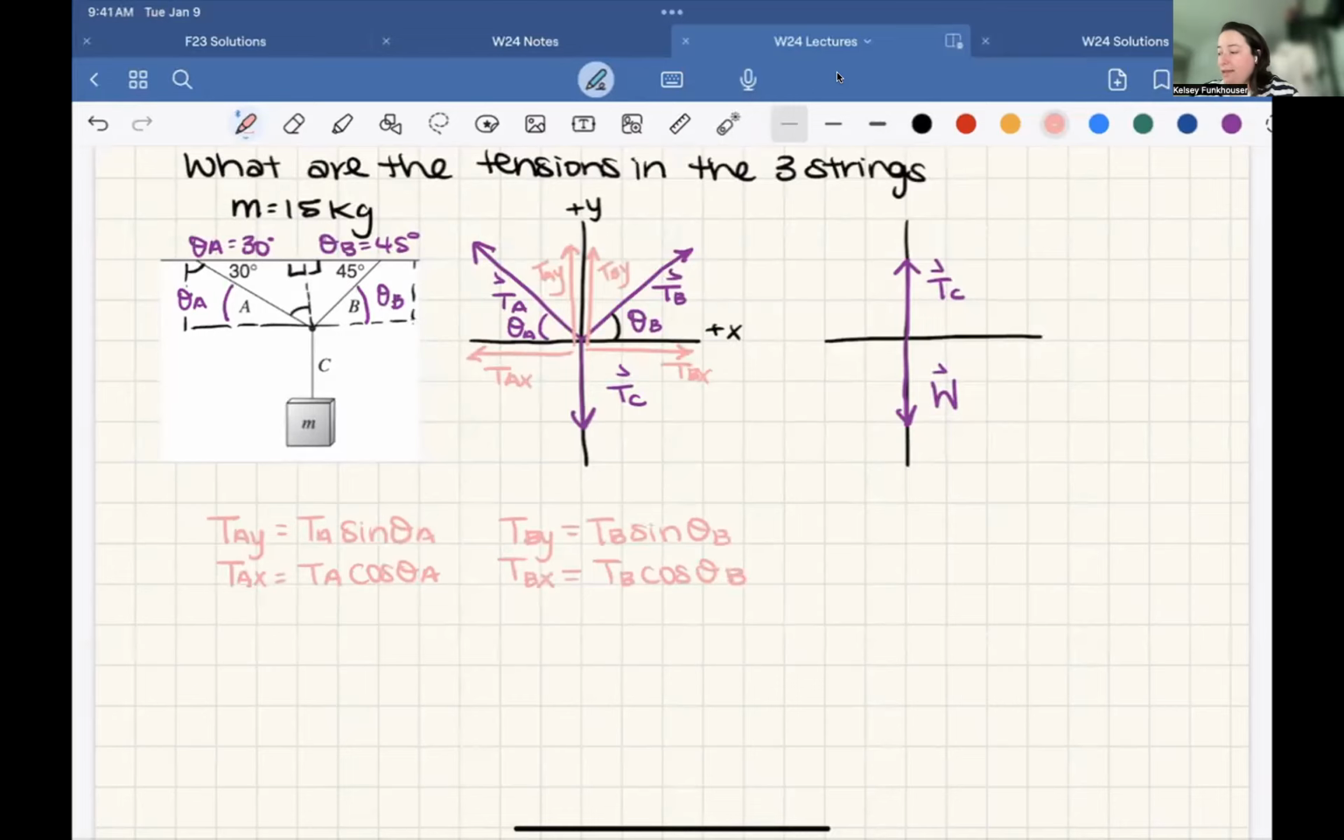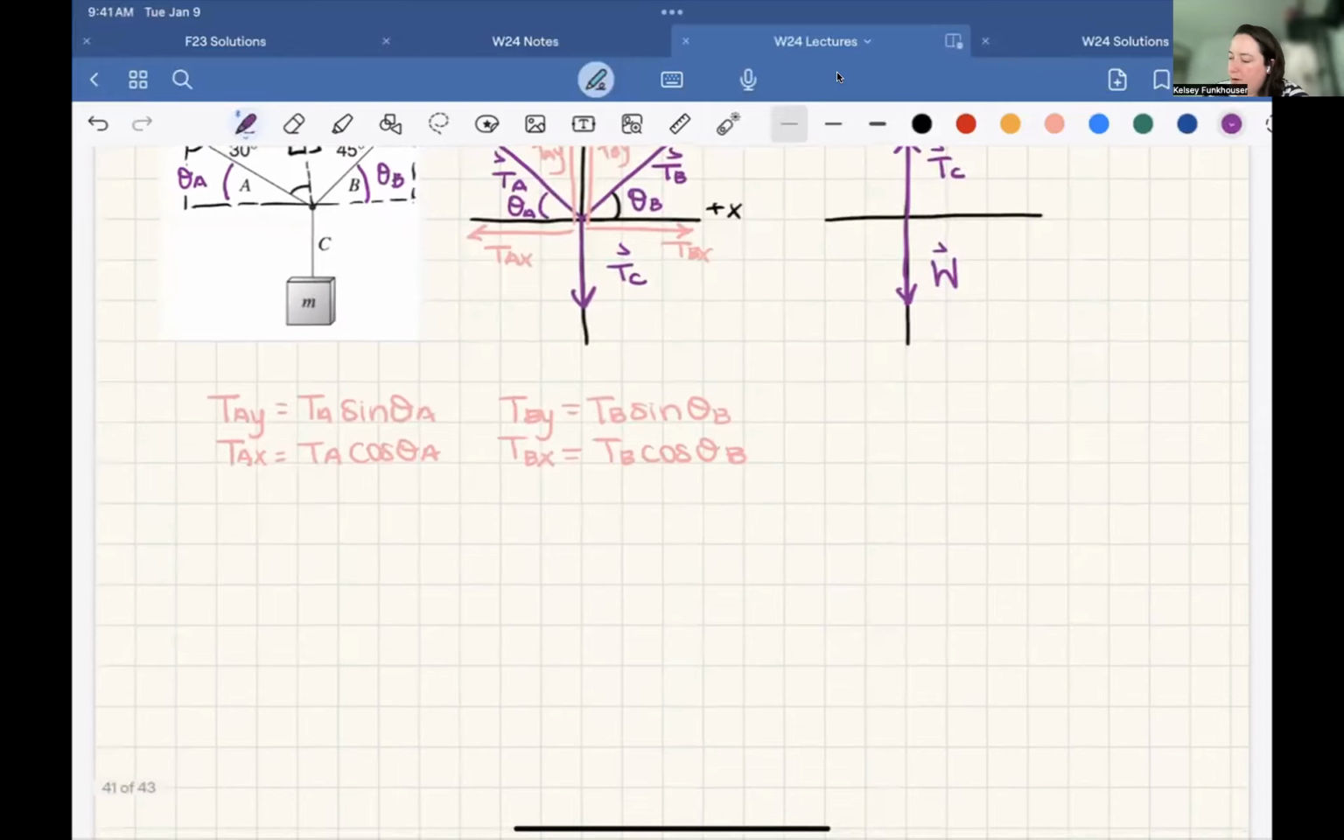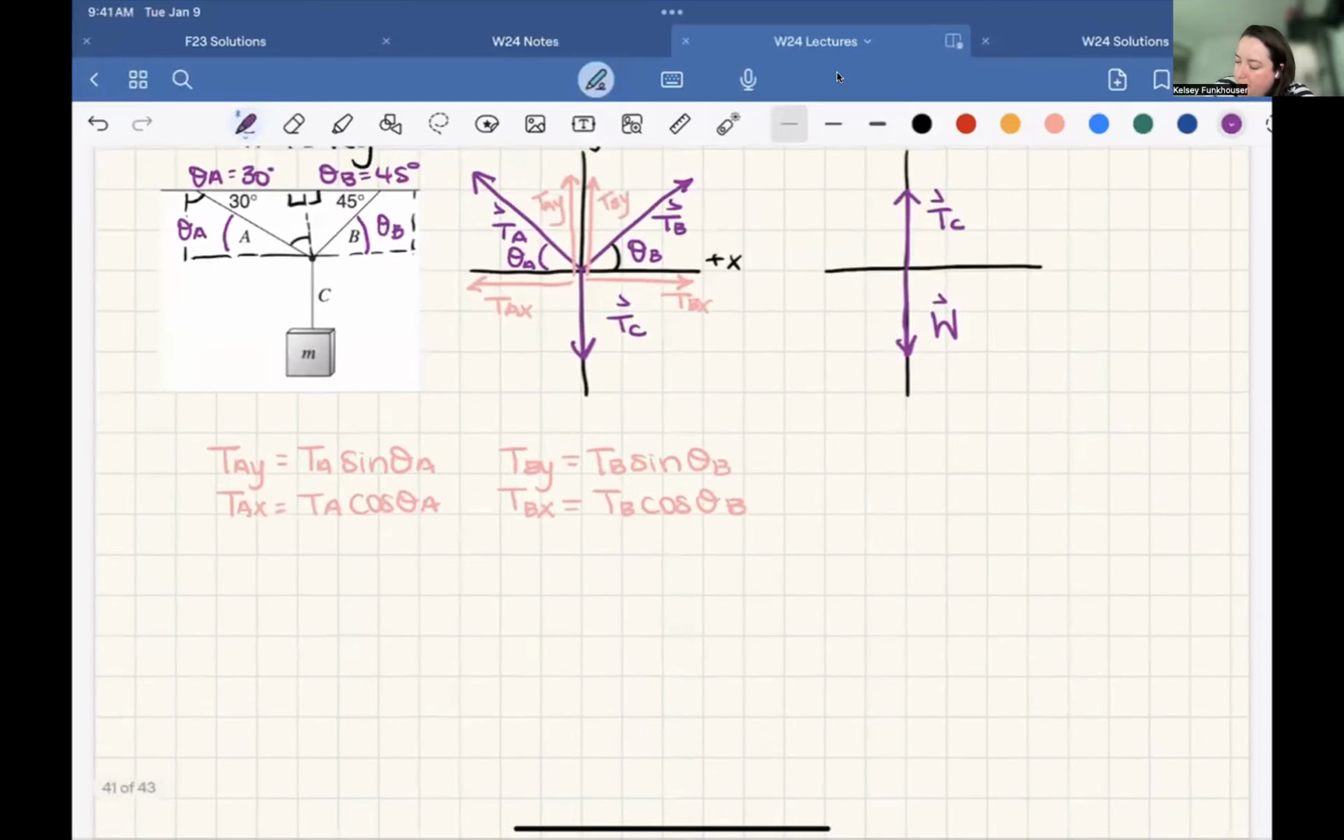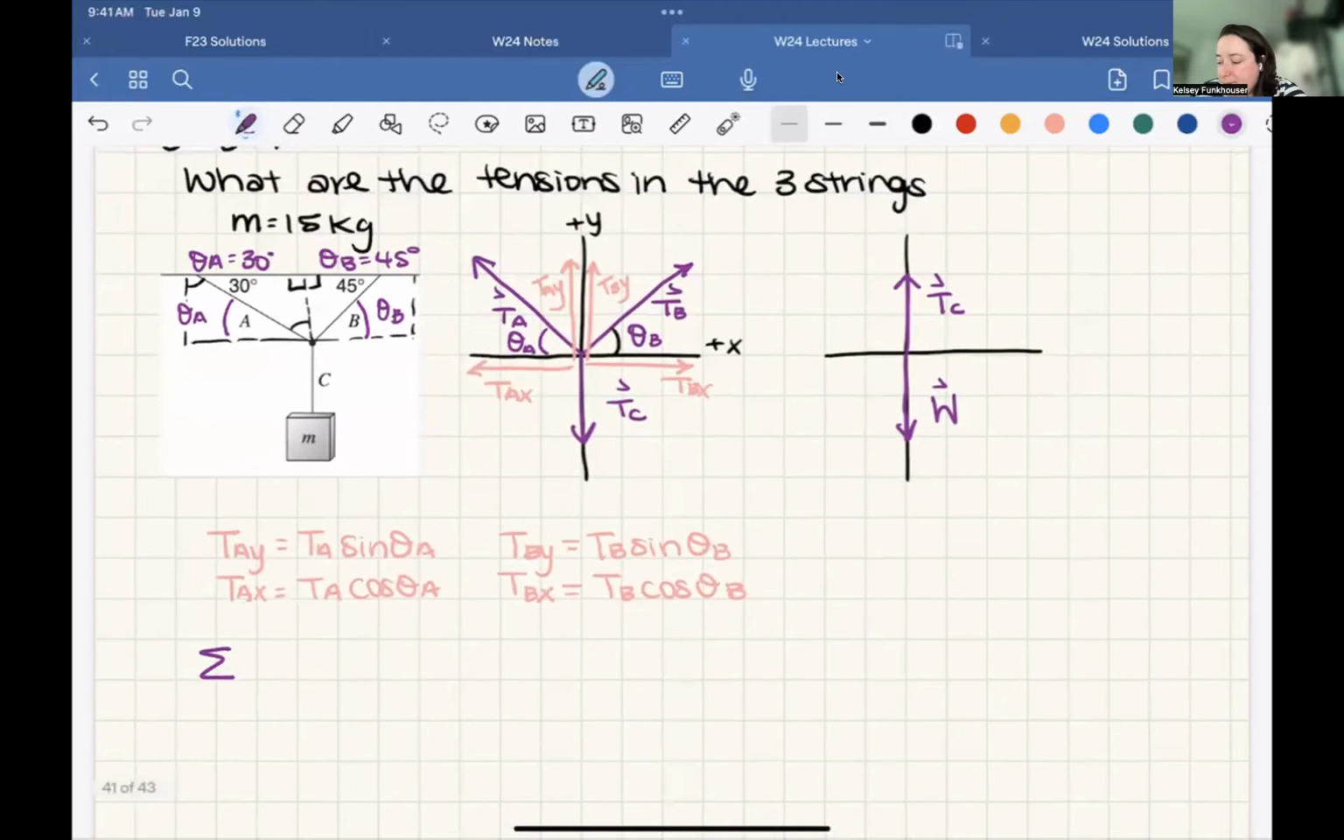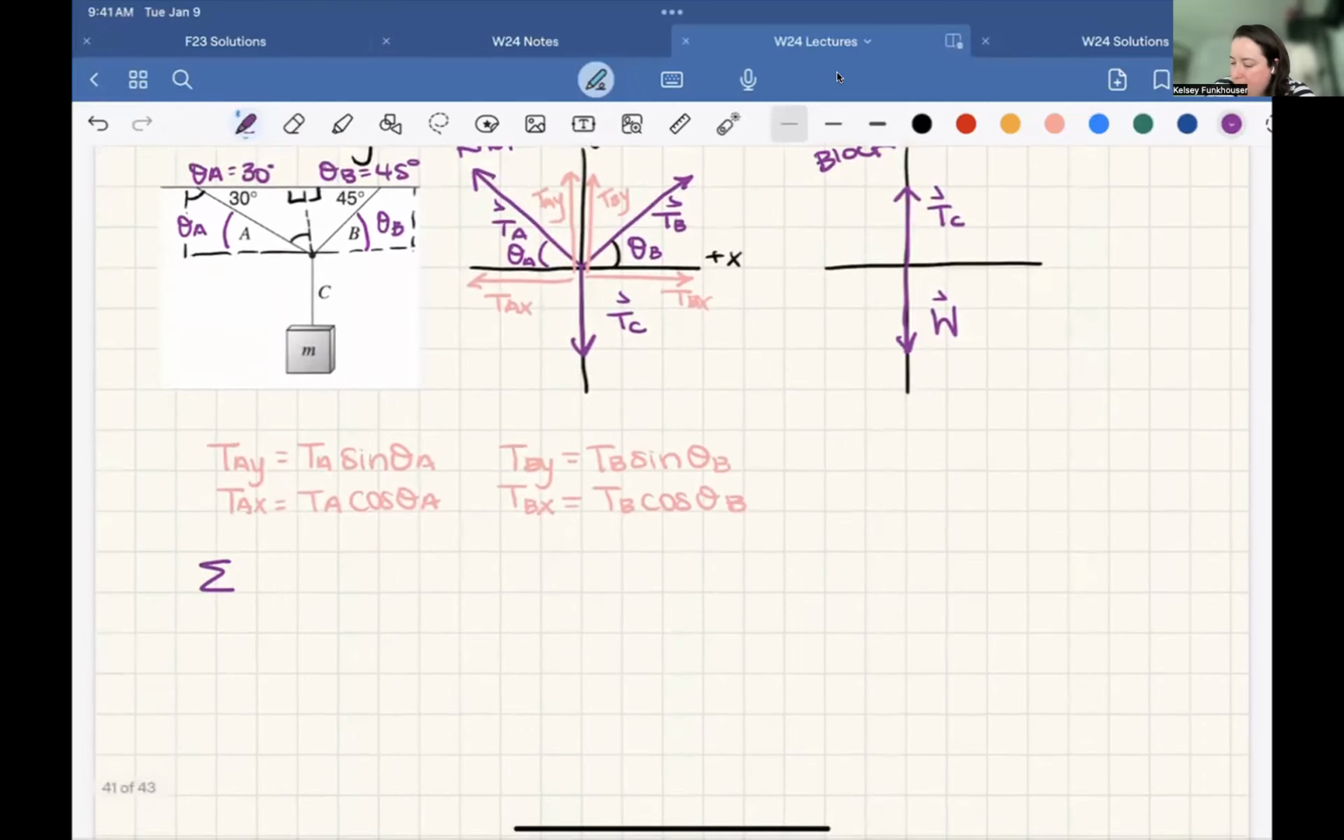Okay, now let's make those force equations. And remember, again, this is just reading from our free body diagram. So let's start. Oh, I didn't label these. This is the knot, and this is the block. And we're going to start with the knot, and it doesn't really matter. So we'll just start in the X direction. Sum of forces in X.